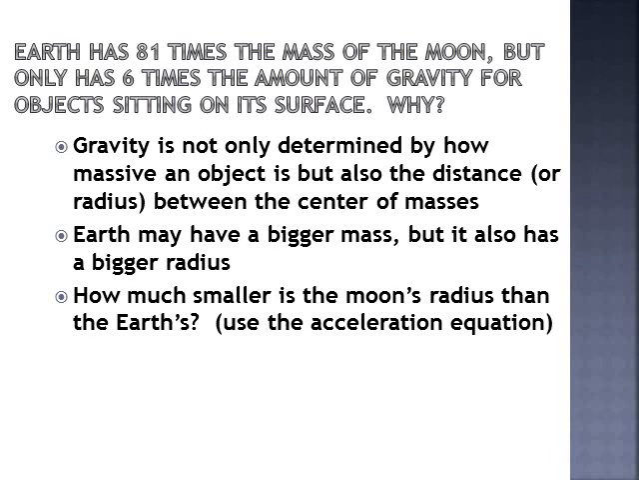Well, if you actually calculate it out, the Earth's radius is 3.67 times the radius of the Moon. Mathematically, if you take 81 divided by 6 and then take the square root of that, that's where you get the 3.67. And you can come talk to me about how we get that if you'd like.